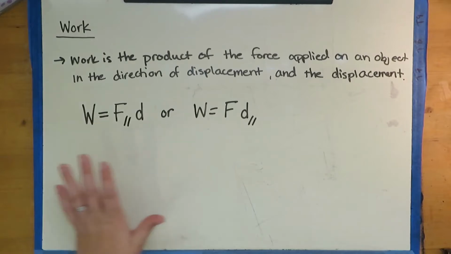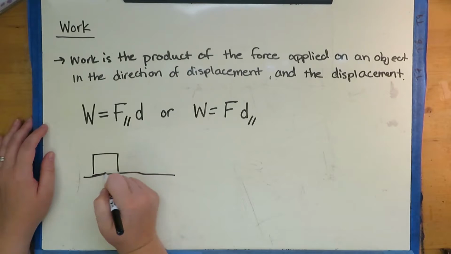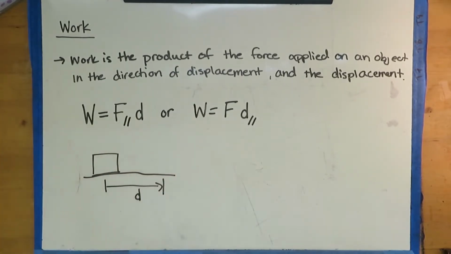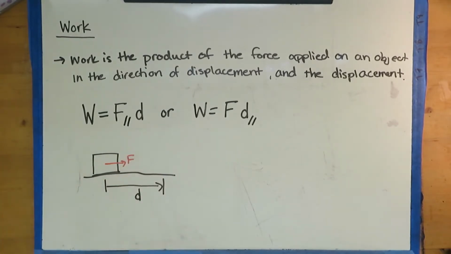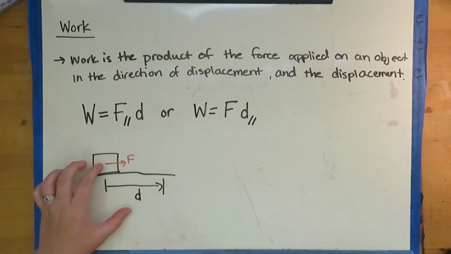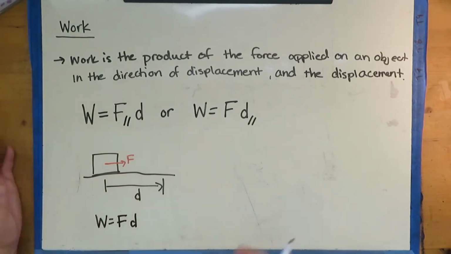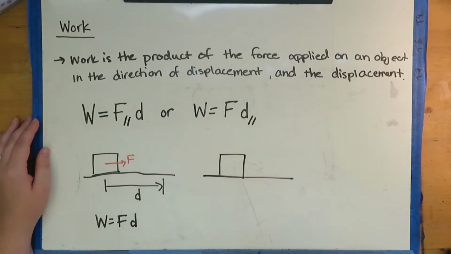So what do I mean? Well, let's say I take a box and I push it some displacement across the floor, and the force that I apply is directly to the right. Then, since my force and my displacement are parallel to each other, my work would just equal F times D. Nice and simple.